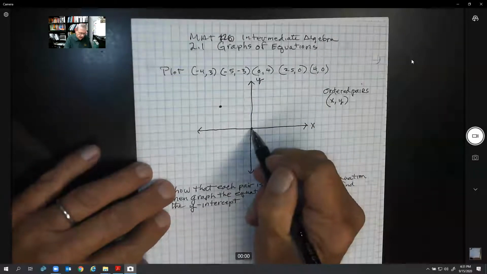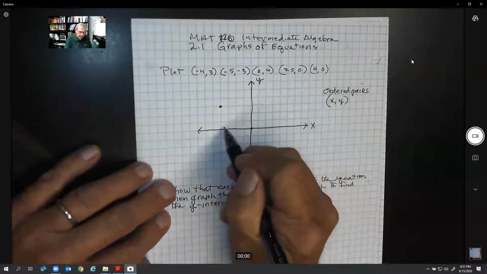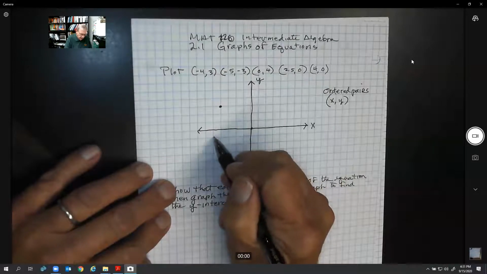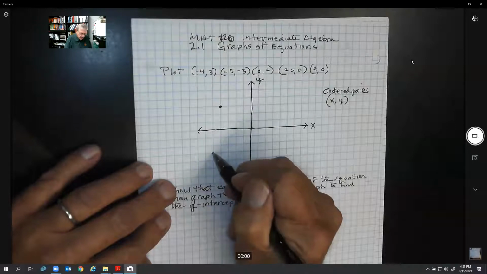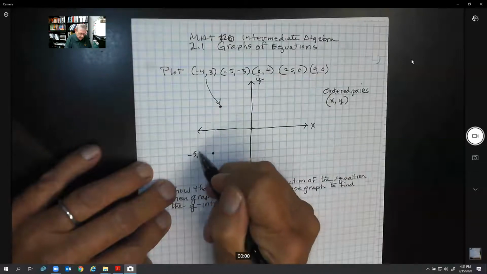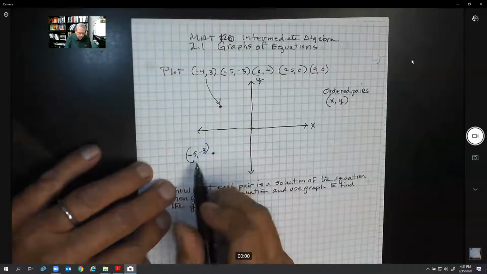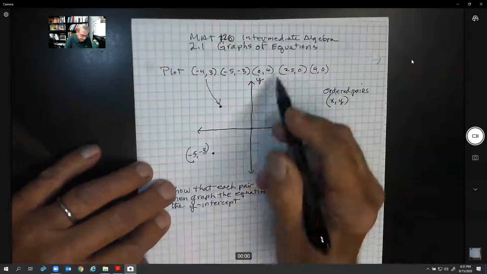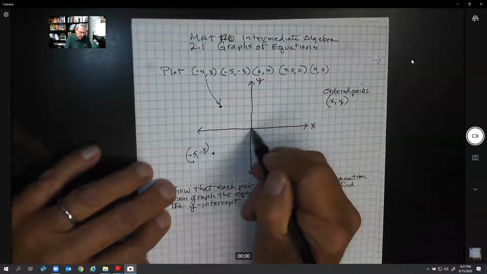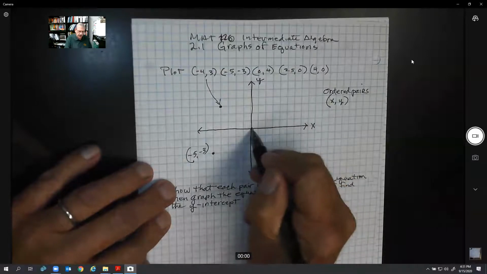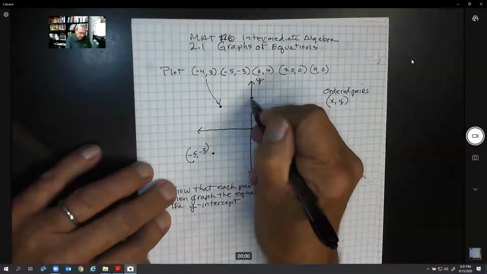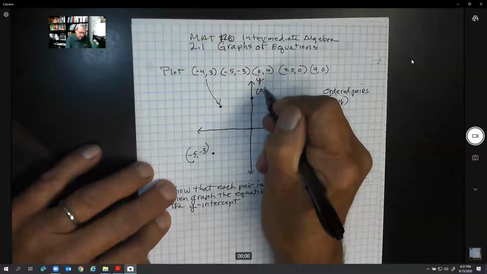Okay, how about negative 5, negative 3? Well, we're going to go negative 5, but instead of going up, now I'm going to go down 3, 1, 2, 3. So this was negative 4, negative 3. Let's call this negative 5, negative 3. So the first point is always x and then y. How about this one? These are always tricky, 0, 4. So let's say I'm going to go 0 in the x direction. I'm not going to move. And now I'm going to go up 4 units, 1, 2, 3, 4. So that's the point, 0, 4.